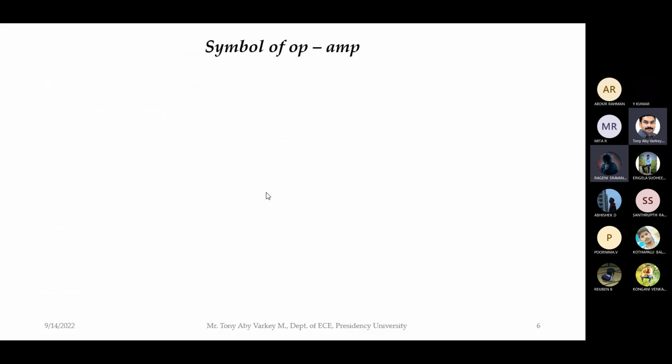Now, this is the electrical symbol of an op-amp. Like a resistor you will draw, a transistor you will draw, similarly, an op-amp has a symbol like this. It is represented using a triangle like this. It will have two inputs, and it has one output. And these are the supply voltages which we have to give to the op-amp for it to work.